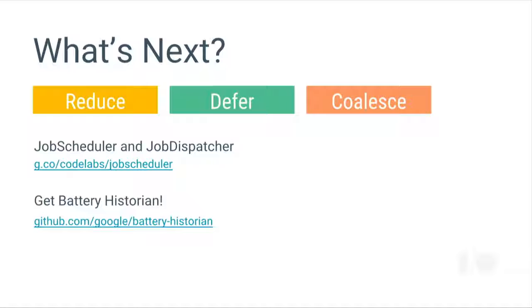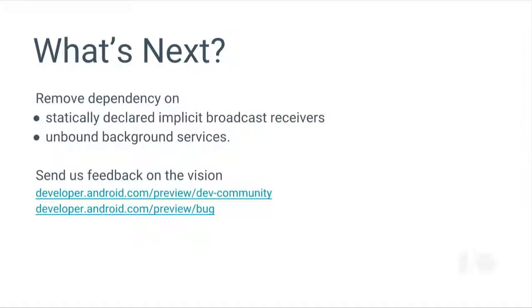So go out there and figure out how to use Job Scheduler and Job Dispatcher instead of using background services. We actually have a code lab up for you to walk you through some key use cases around migrating from services to Job Scheduler. Check out Battery Historian, as Ashish mentioned. We also want you to start removing your dependencies in your applications on statically declared implicit broadcast receivers, as well as on any background services, again. And send us any feedback as you're doing that on where you're unable to do that using Job Scheduler or Job Dispatcher. We'd love to hear from you. We want to get there together.